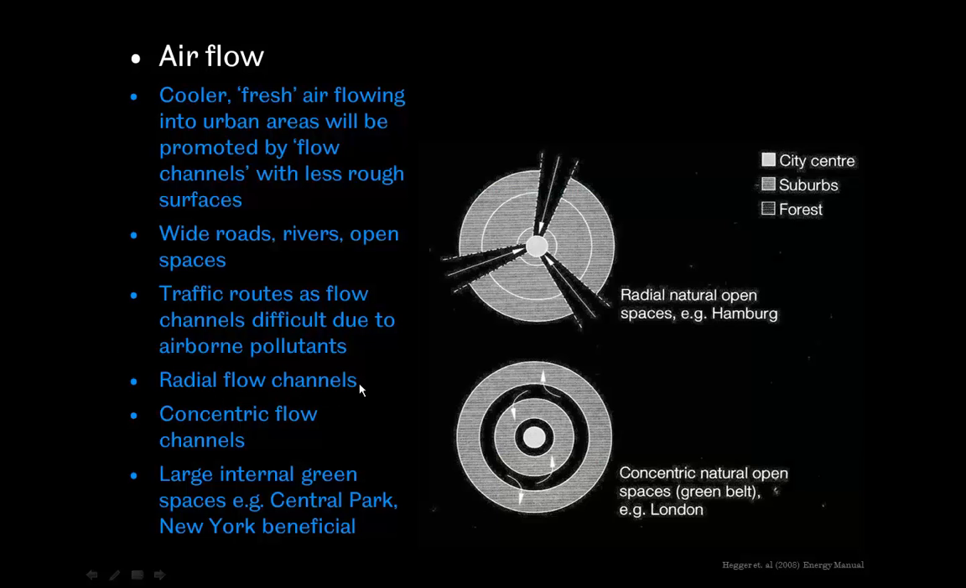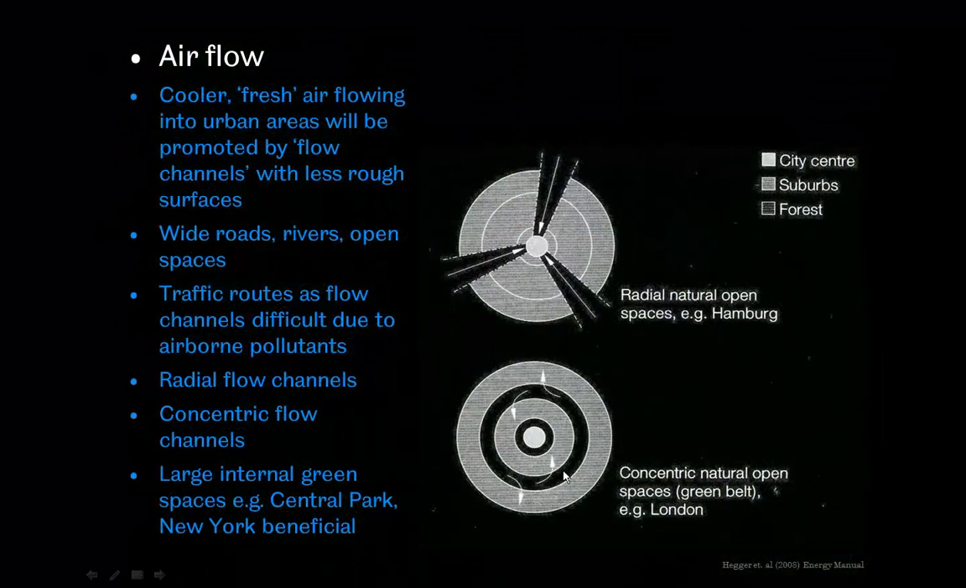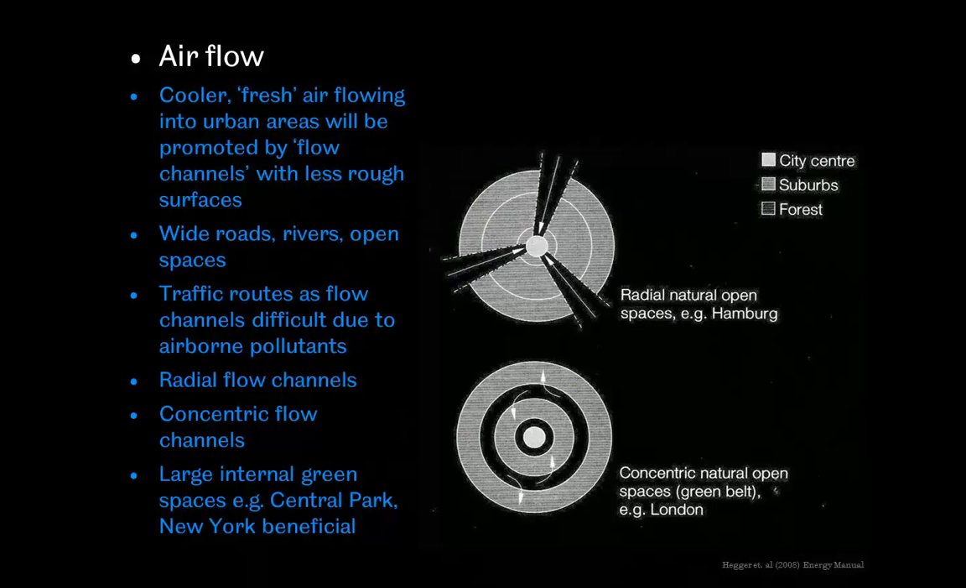Okay, radial flow channels are these ones. They're called radial because they're on a radius from the centre to the outside, or from the outside to the centre. Concentric flow channels, represented by the diagram here, are channels which do not flow from the city centre to the outside, but are in sort of rings, or they're large urban spaces.